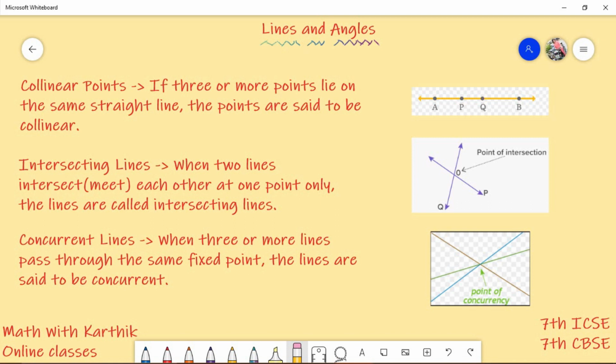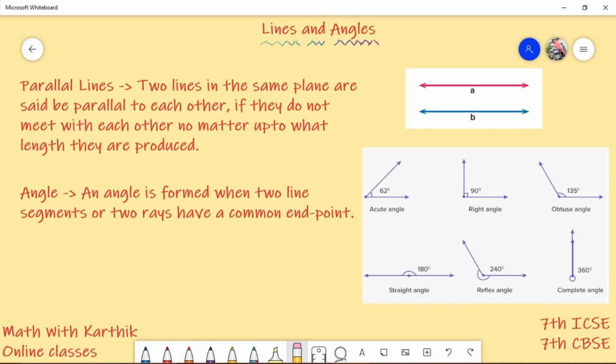This point is called the point of intersection. Now next, concurrent lines. What do you mean by concurrent lines? When three or more lines pass through the same fixed point, then the lines are said to be concurrent. There are three lines over here and all three meet at a single point called the point of concurrency.